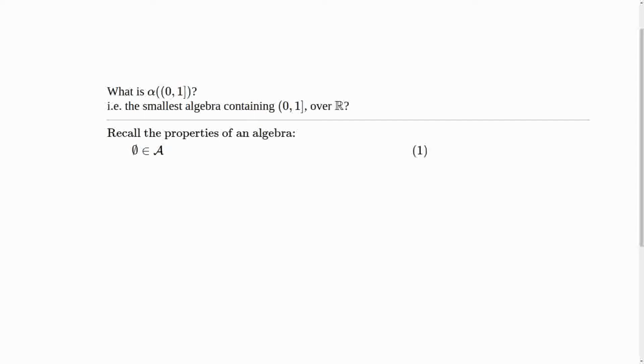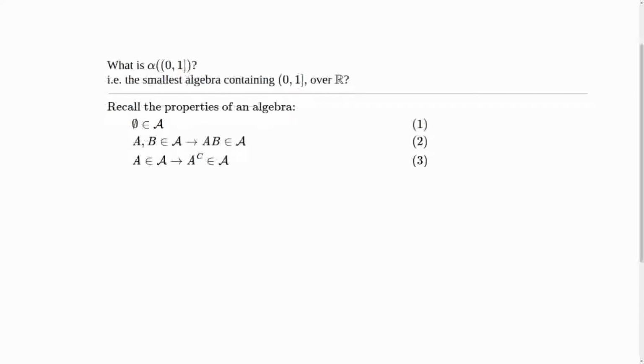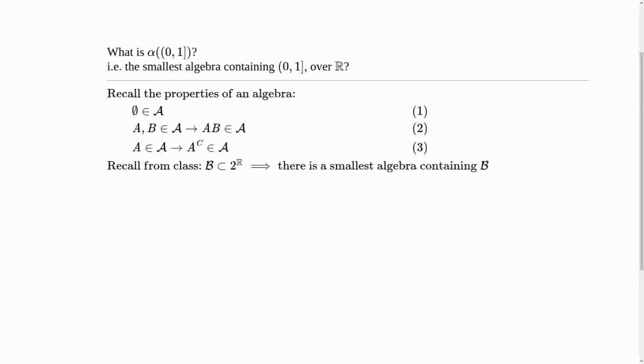The first one is that the empty set must be in the algebra. And the second one is it must be closed under intersection. So if A and B are sets in the algebra, which is a collection of sets, then so must the intersection AB be in that algebra A. And the third property is if A is in the algebra, then so must be the complement, A complement, in the algebra.